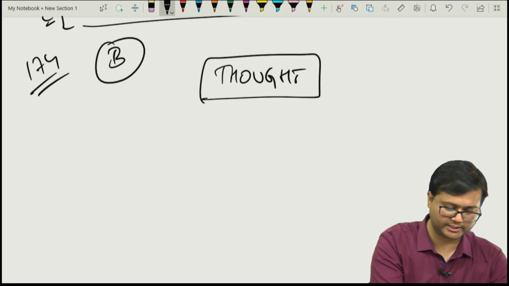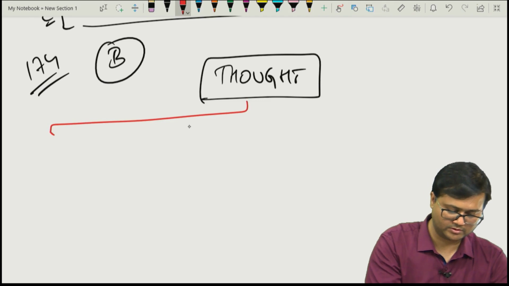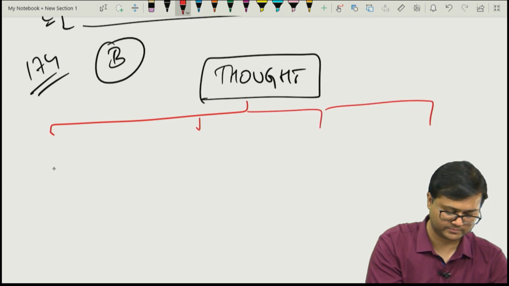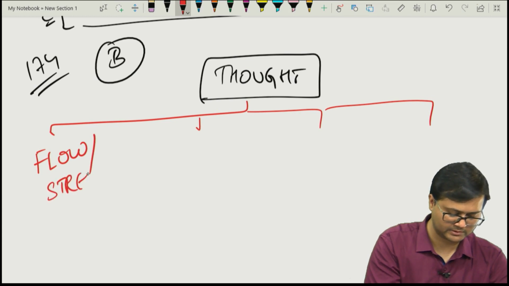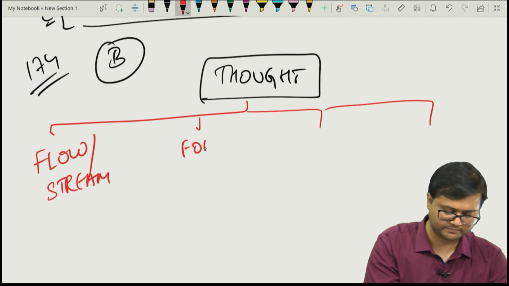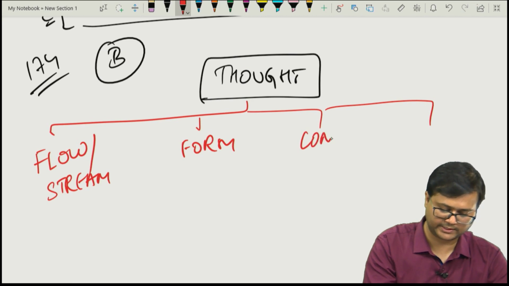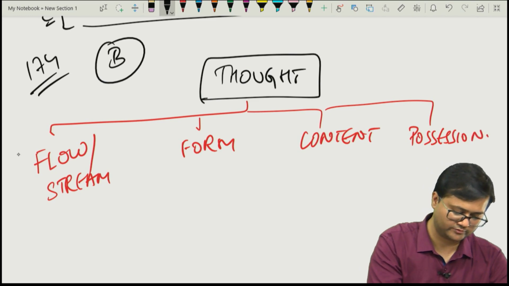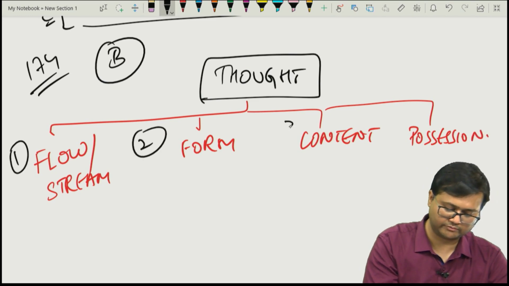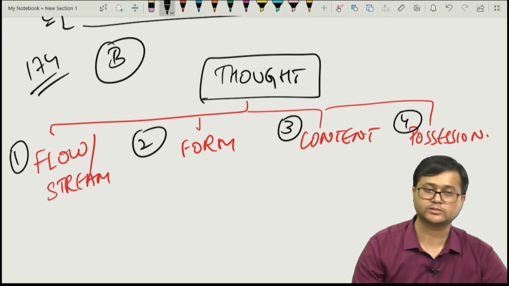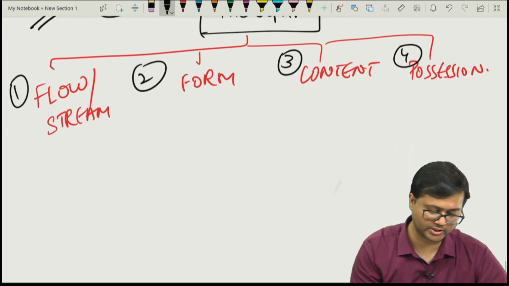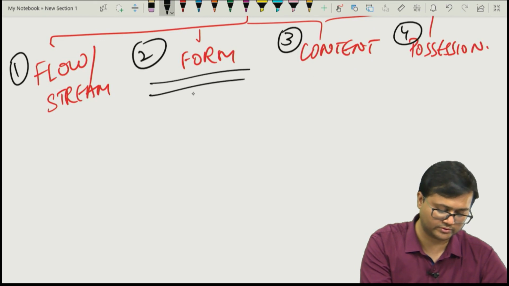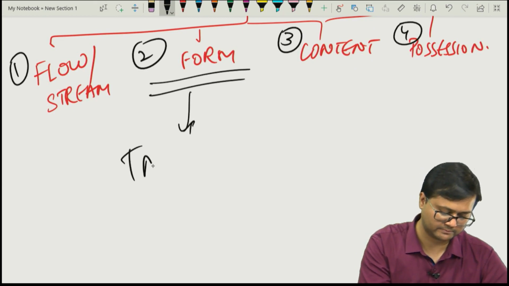Now when we discuss the disorders of thought, we generally describe them under 4 domains: flow or stream, form, content, and possession. So these are the 4 domains under which we describe any disturbance of the thought. Now tangentiality is a disturbance of the form of thought.